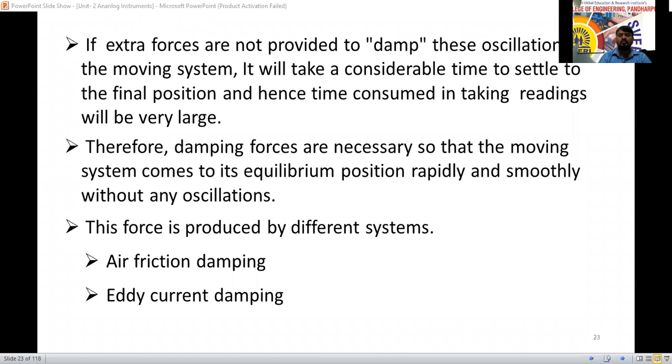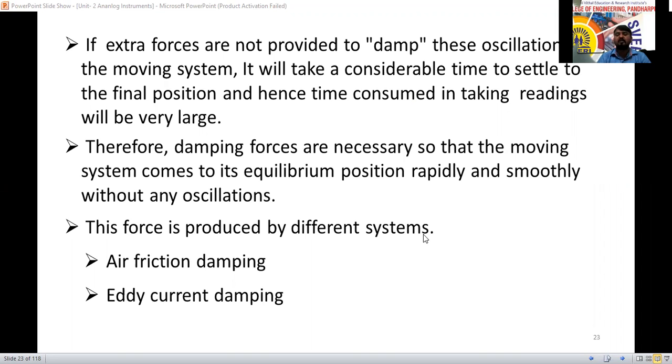In the college also, you can see the bathroom doors. Whatever the washroom doors are there, all those are fitted with some damping force produced here now, and whenever you push, it will open, and when you leave it, slowly it will start to close over there. Suddenly it will not close, because we are using air friction here now. Air friction damping we are using here now.